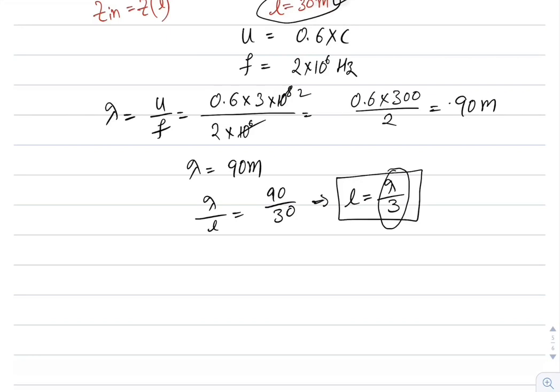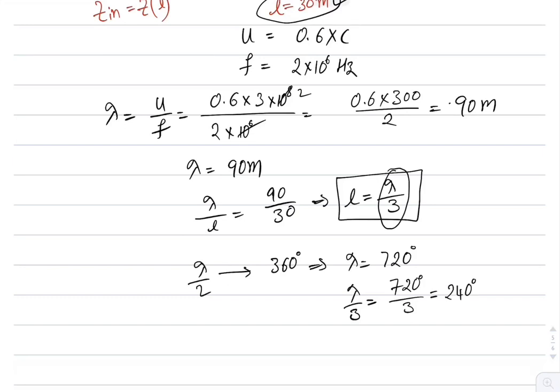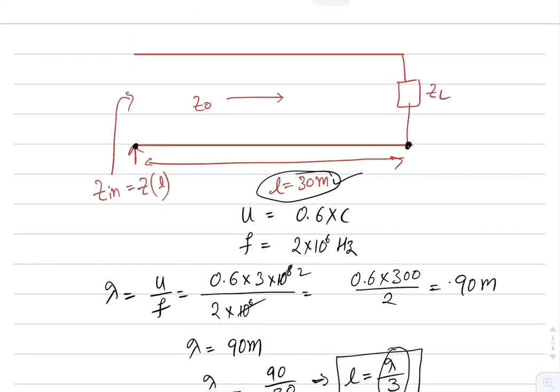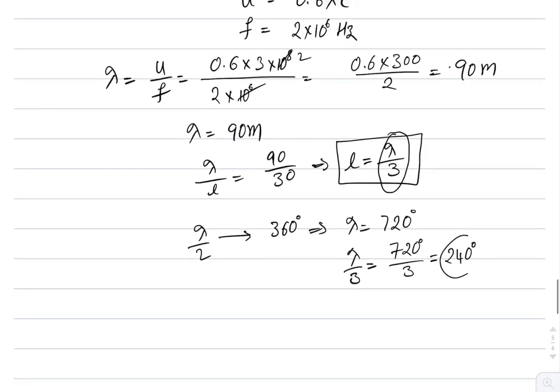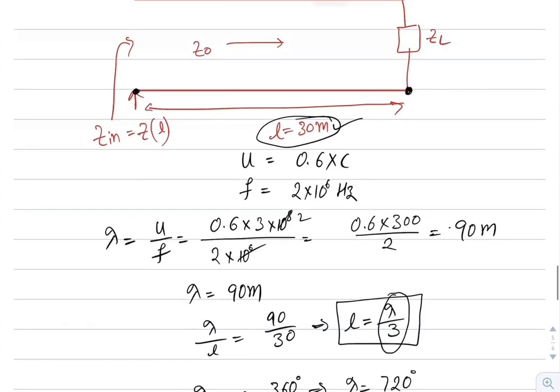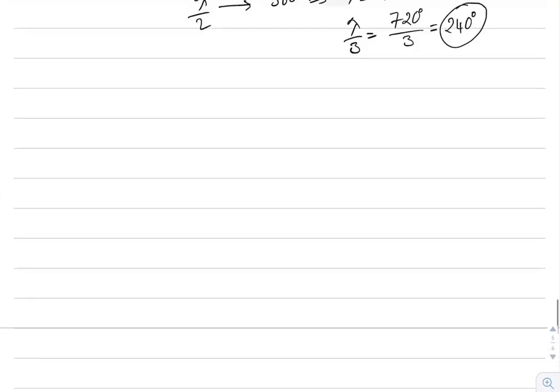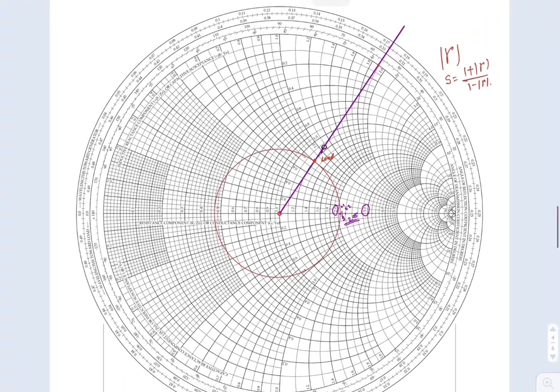And you know from the construction of the Smith chart, lambda by 2 represents 360 degrees. That implies lambda represents 720 degrees. Therefore, lambda by 3 represents 720 degrees by 3, which is equal to 240 degrees. That means in order to move from the load to the source, you have to travel 240 degrees, and you are moving towards the generator. That implies on a transmission line you have to move in the clockwise direction.